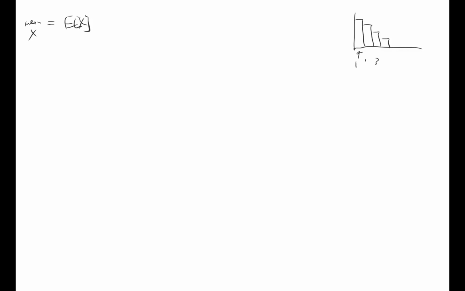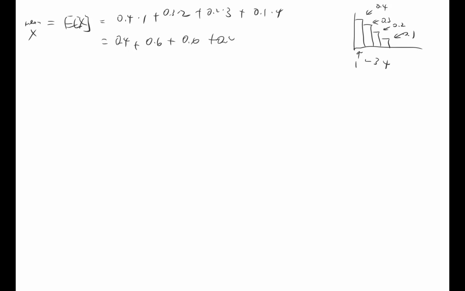So this is 1, 2, 3, 4, and this is, let's say, 0.4, 0.3, 0.2, and 0.1. So then the average will be just equal to the expectation, which is 0.4 times 1 plus 0.3 times 2 plus 0.2 times 3 plus 0.1 times 4, right? So it's 0.4 plus 0.6 plus 0.6 plus 0.4. So it's equal to 2. That's the mean for that.